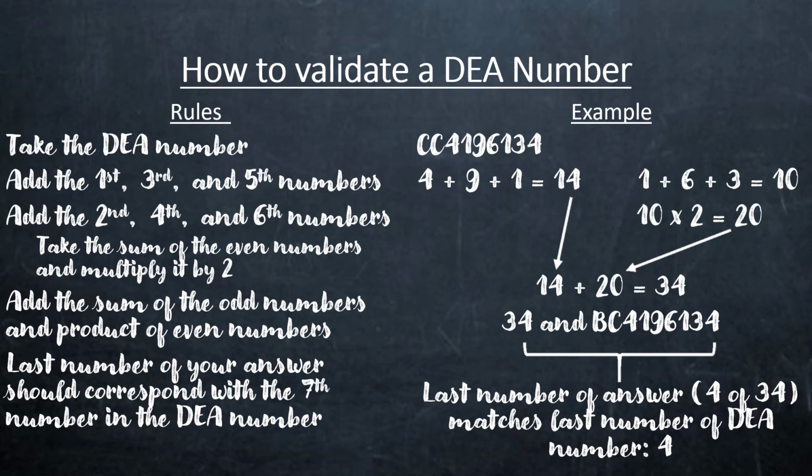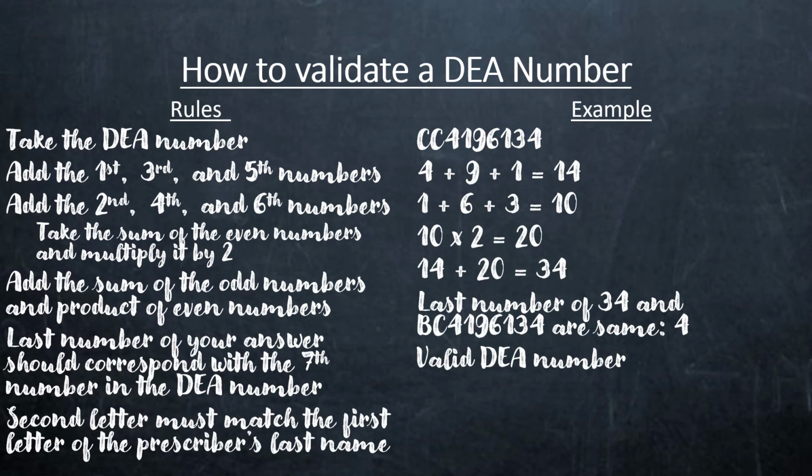Now we finish our validation by taking the last digit of our final number and the last digit of the DEA number and making sure that they match up. Here in our example, we have figured out 34 with our mathematics, and the last number of the DEA number is 4. So the last digit of 34 being 4 and the last number of our DEA number being 4 match, so it confirms a valid DEA number. We have validated that DEA number with the letters and the math. Make sure you do both on every DEA number.